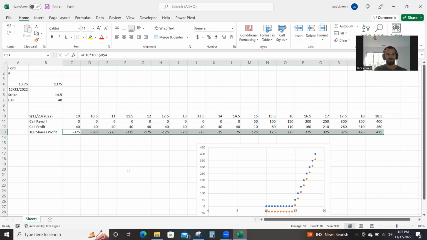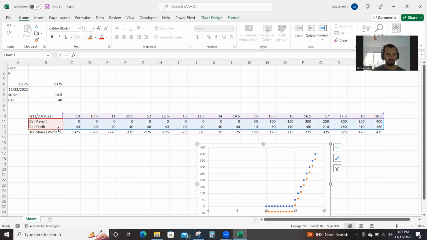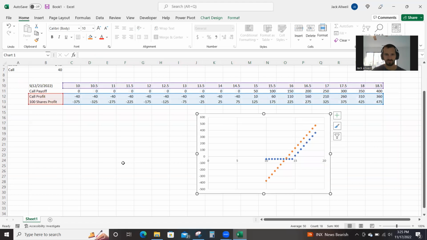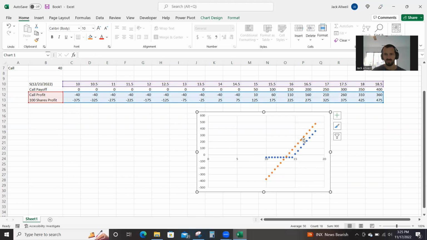Let's make sure this makes sense here. So here, let's just look at the call profit and the 100 shares profit. So you can see that for the stock, every dollar it goes up or down, that's what your profit is going to be going up or down, times 100 because you have 100 shares, whereas on the call you know exactly how much you can lose. It's kind of floored, and then it goes up. So that's what a call looks like.